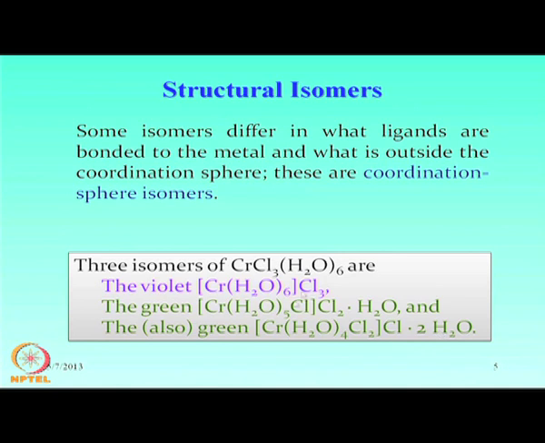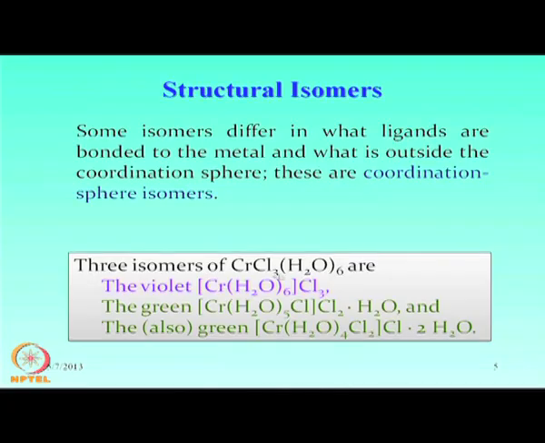So, luckily we can have the same composition for the very simple salt, which is chromic chloride hexahydrate. The chromium chloride compound present in the reagent bottle in the laboratory can be present as 3 different isomers, which can be considered as the corresponding coordination sphere isomers. One is violet in color, another is green, and the third is also green, so we can have the 3 different isomers.